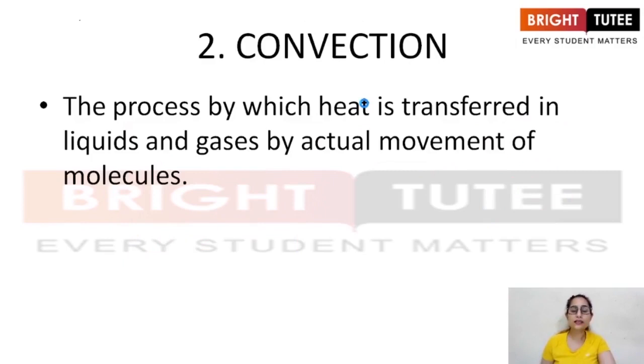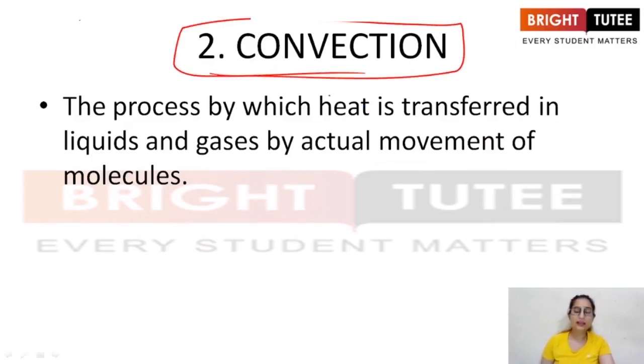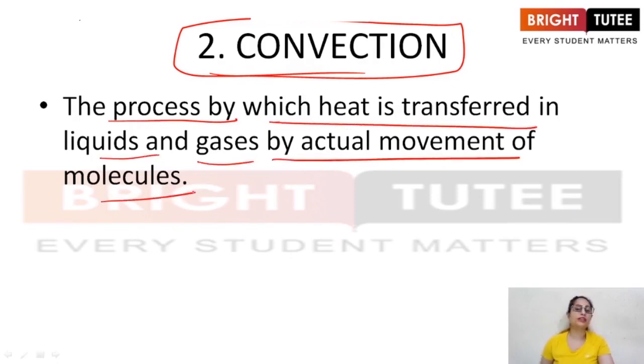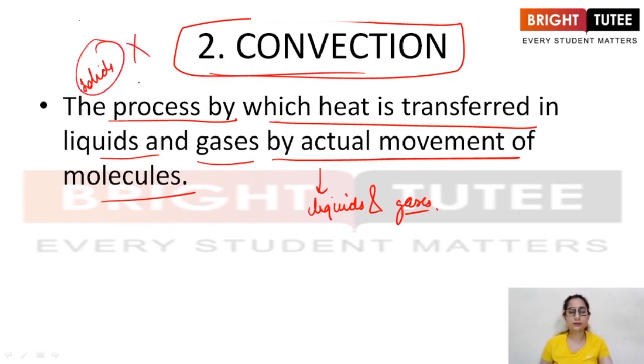Now moving on to the second method of transfer of heat, that is convection. What is convection? In conduction, you saw that there was direct contact, but in convection, what happens is the process by which heat is transferred in liquids and gases by actual movement of molecules. This is only in case of liquids and gases. So what is happening? The heat is being transferred by the actual movement of molecules. As we know, in solids, the actual movement does not take place. So we are only discussing about liquids and gases.